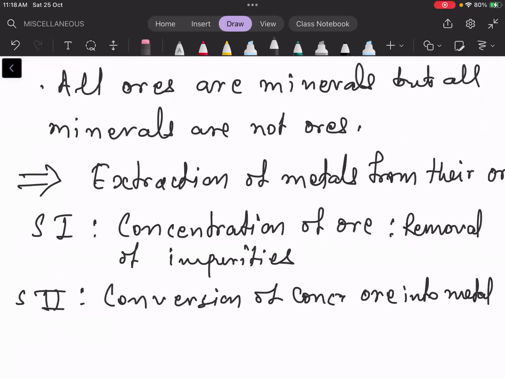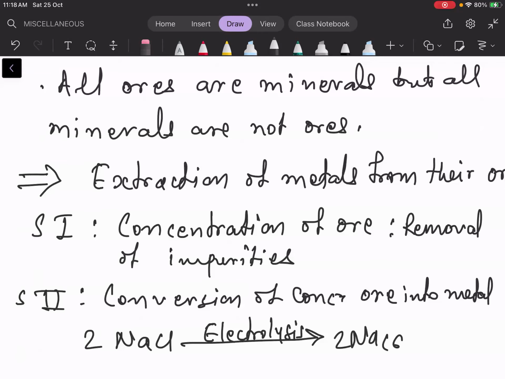So what can be done? 2NaCl on electrolysis gives 2Na plus chlorine gas, which is given out. Sodium is collected at the cathode and chlorine is evolved at the anode.